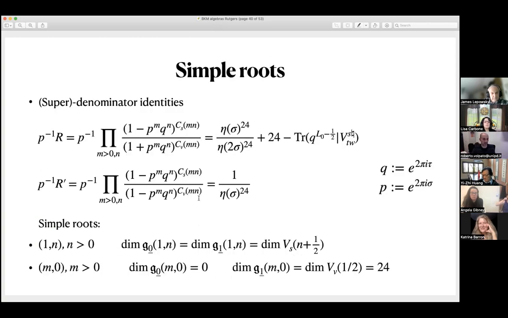And then, interpreting these identities as superdenominator identities, from this you can check what the simple roots are. The simple roots have this form: they are of the form (1, n) with n positive. And there, the even and odd multiplicities are the same for this kind of roots. And then you have some null roots of the form (n, 0). For these, you have no even multiplicity, and you just have 24 as an odd multiplicity. These are the properties of this algebra.